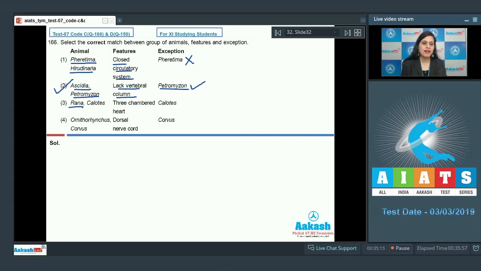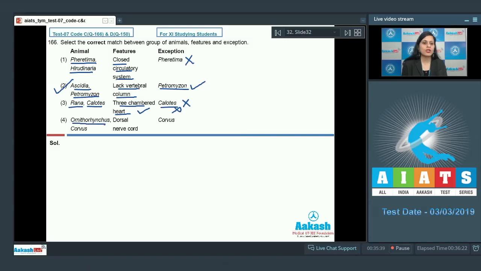The next option is Rana and Calotes. Feature is three-chambered heart. Exception is Calotes. And this is an incorrect option because both these organisms, Rana which belongs to the class Amphibia, and Calotes which belongs to the class Reptilia, have three-chambered heart and Calotes is not an exception to it.